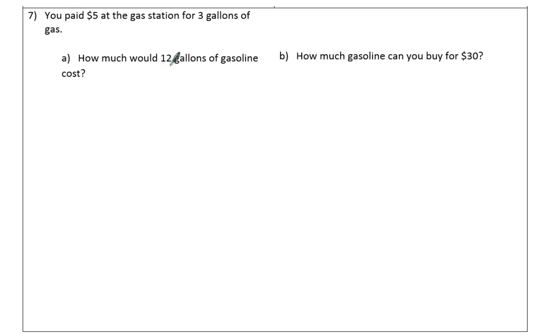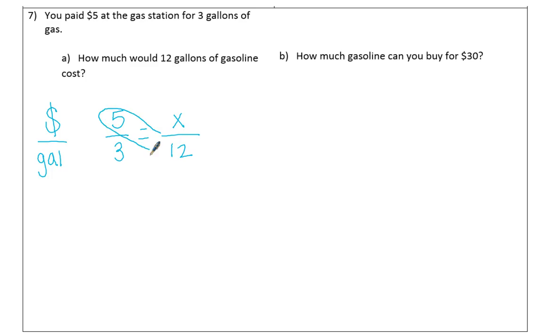Alright, and now for our last problem, number 7, it says you paid $5 at the gas station for 3 gallons of gas. It's pretty cheap. So it says, how much would 12 gallons of gasoline cost? So we know that the cost per gallon is what we're going to be setting up our proportion as, and we know it's $5 for 3 gallons. That's going to equal, we don't know how much it's going to cost, so that's going to be our variable. The money goes on top. And we know we're buying 12 gallons, so that goes on the bottom of our proportion. So we have 5 over 3 equals x over 12.